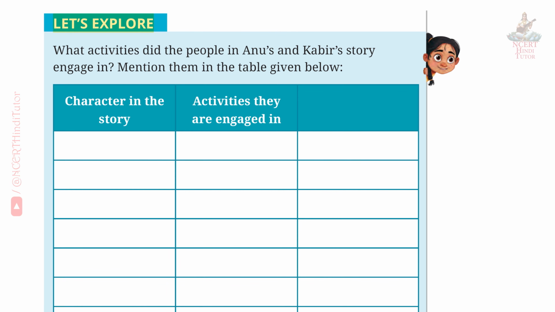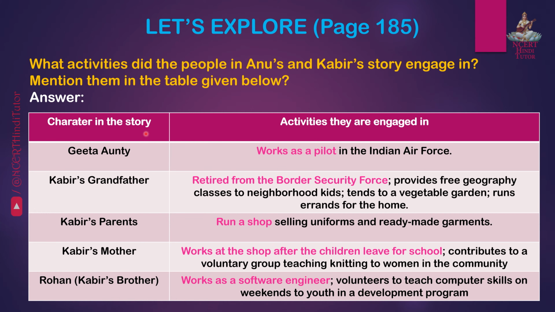Let's explore page 185. What activities did the people in Anu's and Kabir's story engage in? Mention them in the table given below. Answer, character in the story, activities they are engaged in. Geeta Aunty works as a pilot in the Indian Air Force.